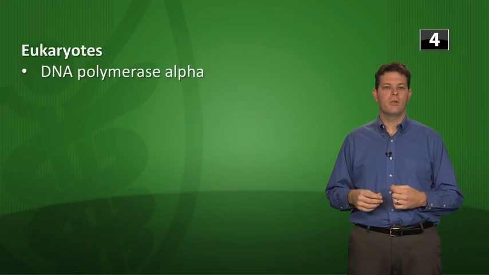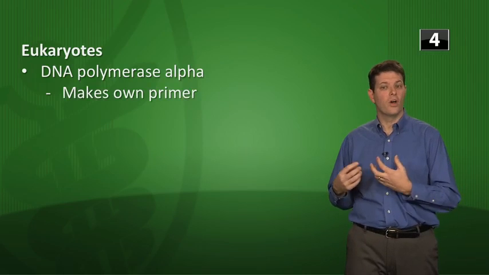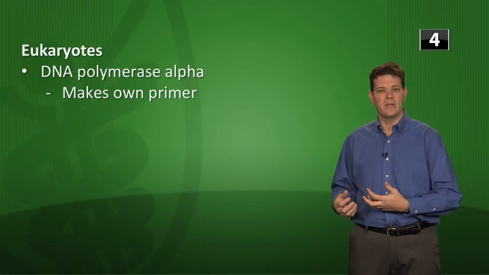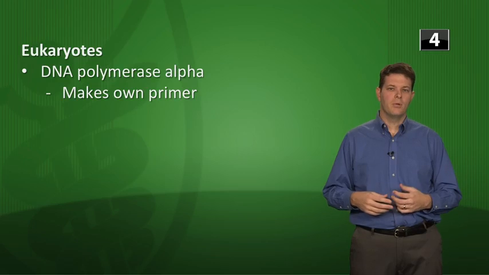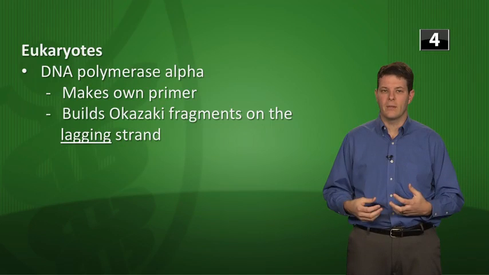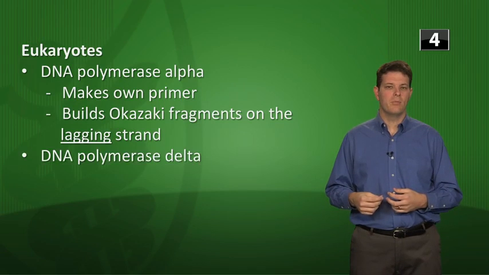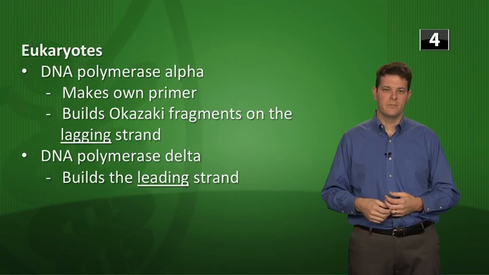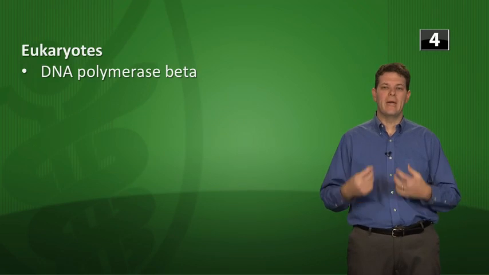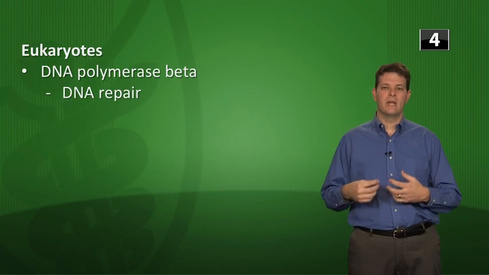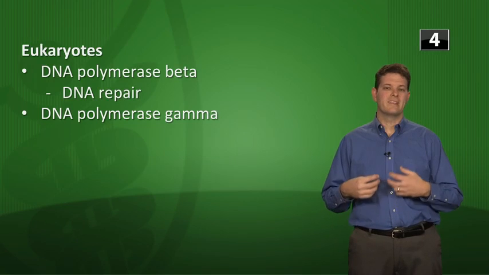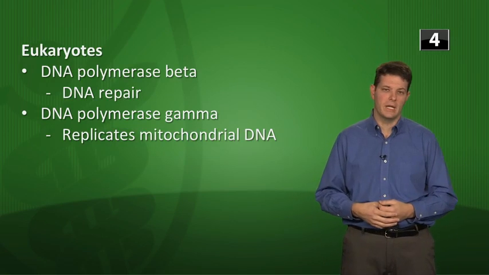Then to make things even more confusing, in eukaryotes you have a completely different set of polymerases with similar but slightly different functions. Eukaryotes have DNA polymerase alpha, which is capable of making its own primer, so you don't need a separate primase in eukaryotes. DNA polymerase alpha also builds the Okazaki fragments on the lagging strand, but over on the leading strand you have a different enzyme called DNA polymerase delta that builds the leading strand. And there's one called DNA polymerase beta, which is basically involved in DNA repair. And there's also DNA polymerase gamma, which replicates mitochondrial DNA.